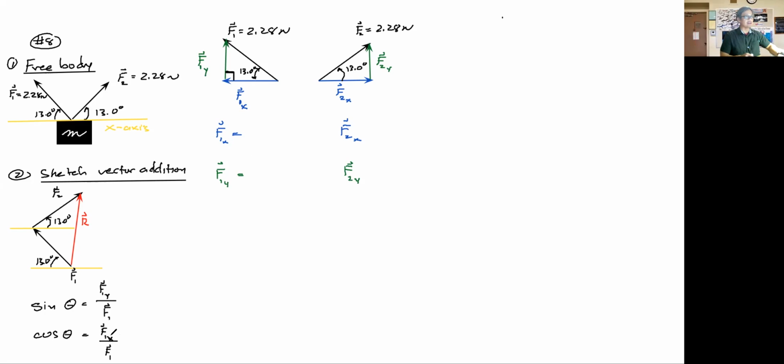To find F of x, we have to multiply both sides by the hypotenuse. Substituting in what we know, the hypotenuse is F1, and we multiply that by cosine of theta. Rearranging this equation, we get this. Substituting in our numbers, it's 2.28 newtons times cosine of 13 degrees.